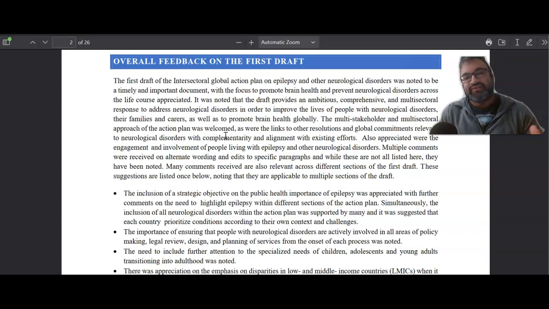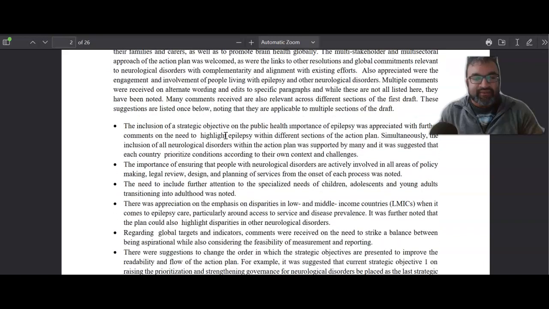So, for instance, if there are certain neurological disorders which are low on the priority list in terms of mortality, then that might not be something that you want to target compared to a nation where it's a top leading cause of disorder. So there was appreciation of the emphasis on disparities in low and middle income countries, which is important to note in global health. And when it comes to epilepsy care especially, they found disparities, particularly not only around service, but access to service and disease prevalence. It was further noted the plan could also highlight disparities in other neurological conditions.